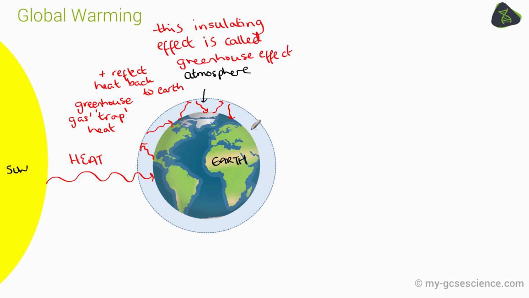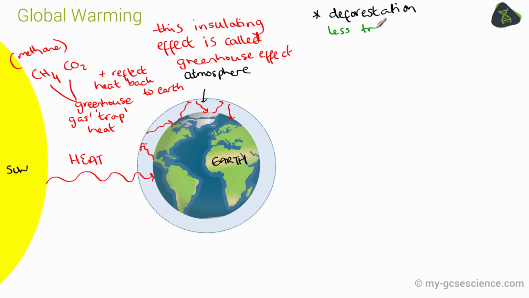And the greenhouse gases are carbon dioxide and CH4, which is methane. Now, for absolutely ages, there has been a nice balance of these greenhouse gases that allow the Earth's atmosphere to be at the right temperature. But because of human activities, we are adding more of these greenhouse gases to the atmosphere, and that is making the atmosphere a bit hotter and the Earth a bit hotter too.